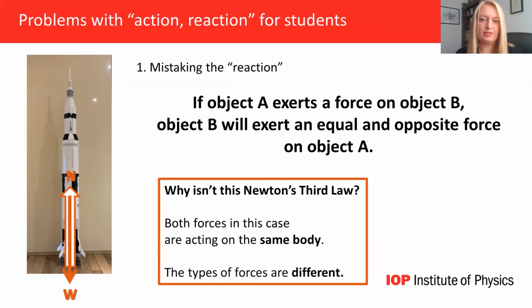The second thing, which we discussed earlier, is that the types of forces are different. That downwards force is being caused by the gravitational force of the Earth. The upwards force is being caused by the bench, essentially, that's supporting the rocket.